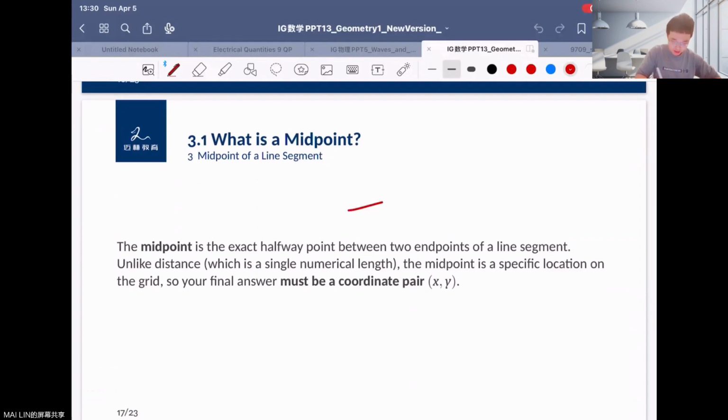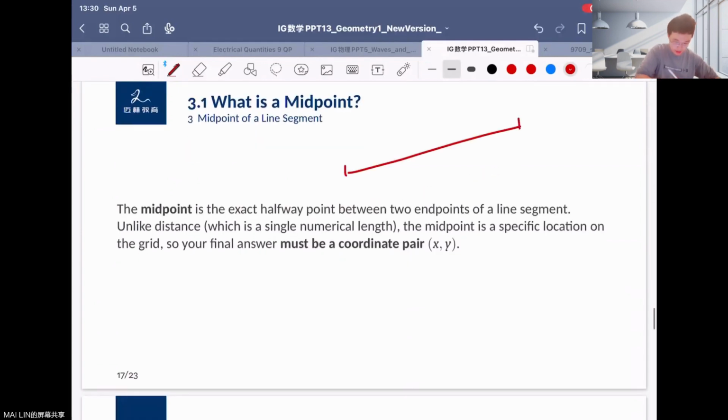Here, we always consider that if we have two points, A and B, then we can find the midpoint C. You can find C at the very center. We can write it as (XA plus XB) over 2, and also (YA plus YB) over 2. That is a midpoint.